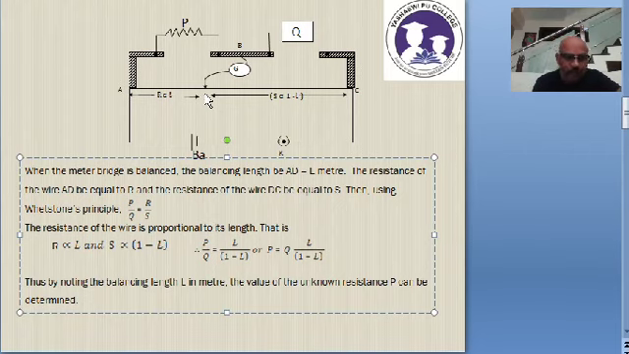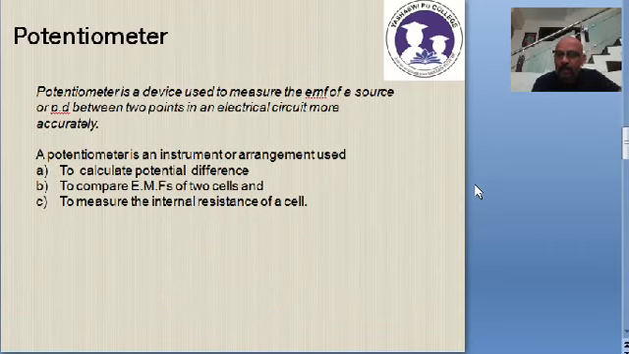Having learnt about the meter bridge, now it's time to learn about one more device known as the potentiometer. Potentiometer, dear students, is an ideal voltmeter. A voltmeter is a device used to measure the potential difference. An ammeter is a device used to measure the current. Here the potentiometer is an ideal voltmeter. Why am I calling it an ideal voltmeter?